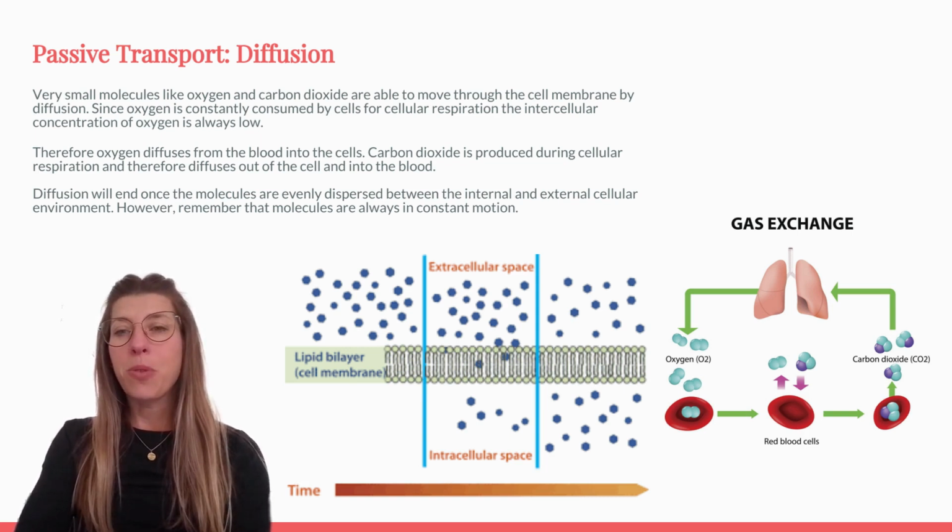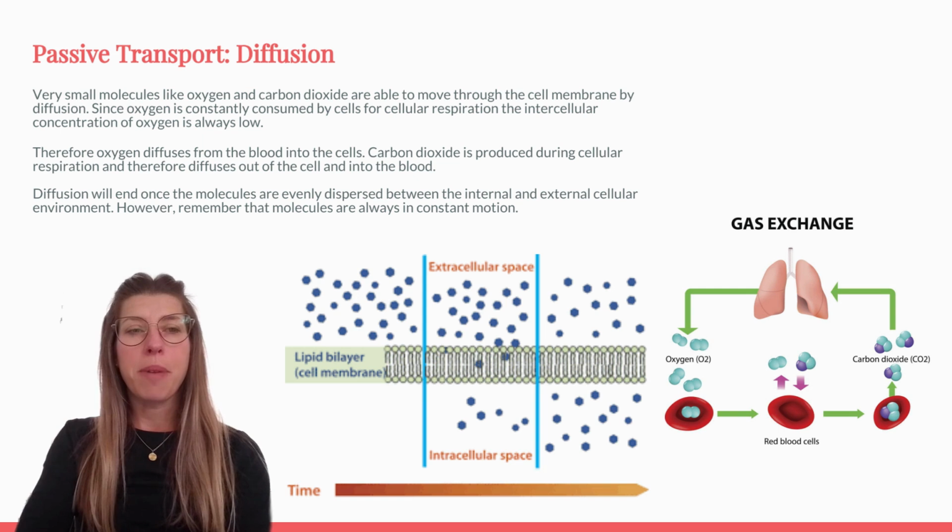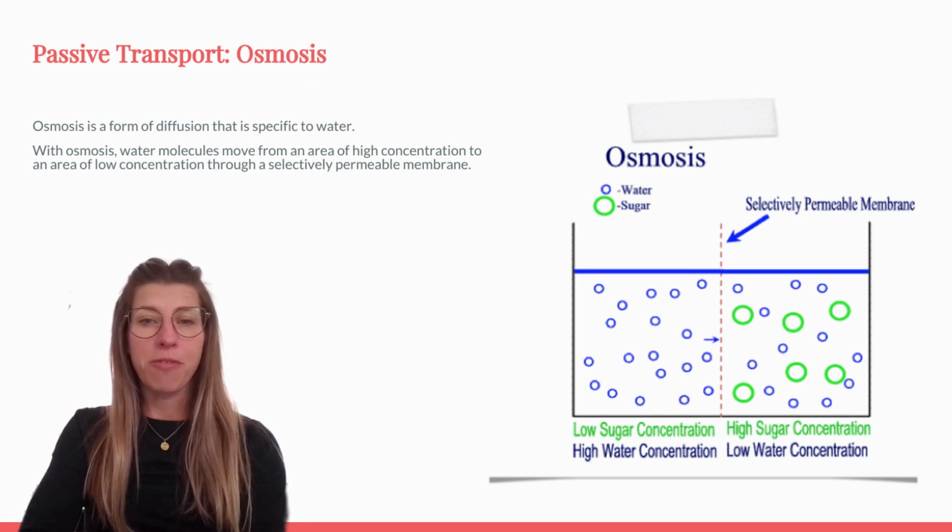Diffusion will end once the molecules are evenly dispersed between the internal and external cellular environment, or we call it intracellular and extracellular, intra meaning within and extra meaning outside, sorry. A similar idea to diffusion is osmosis, but when we're talking about the movement of particles from high to low concentration, we are talking specifically about water molecules. With osmosis, water molecules move from an area of high concentration to an area of low concentration through a selectively permeable membrane, just like our cell membrane.